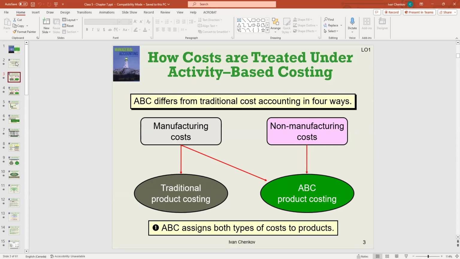What are the differences between activity-based costing and traditional costing? In the traditional costing, we're chasing only and only manufacturing cost. Non-manufacturing cost, we treat it as a period cost. Whereas in activity-based costing, we're going to look at the manufacturing cost, but we're also going to look for non-manufacturing cost. We're going to try to allocate some of the non-manufacturing cost to our product.